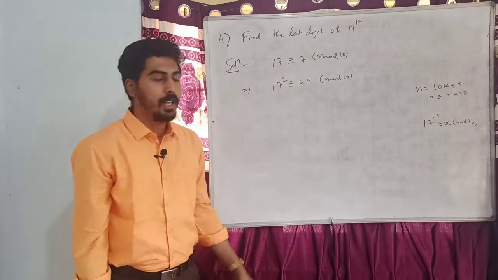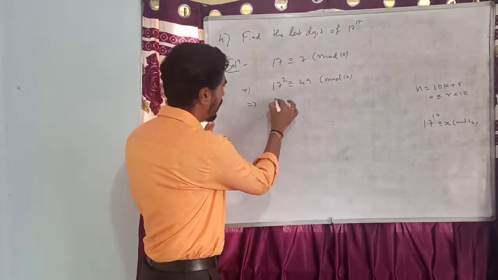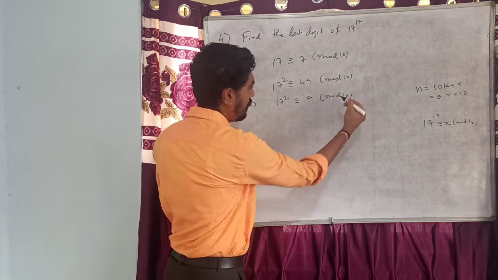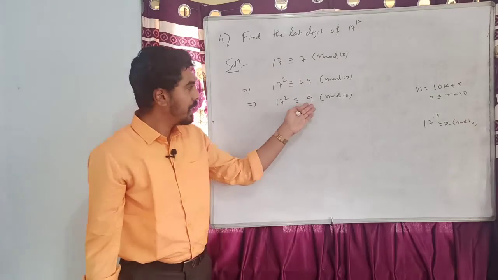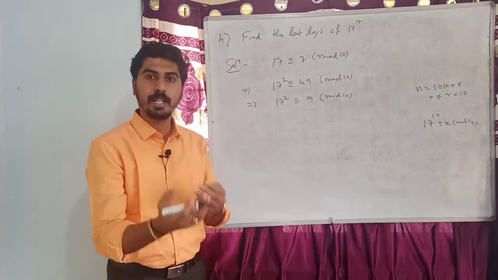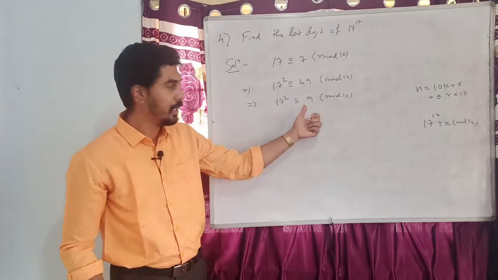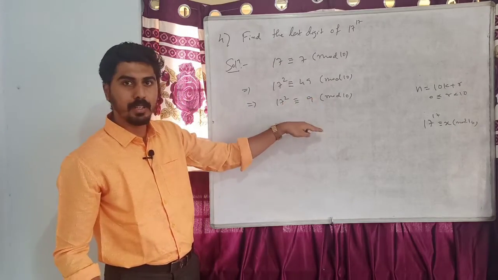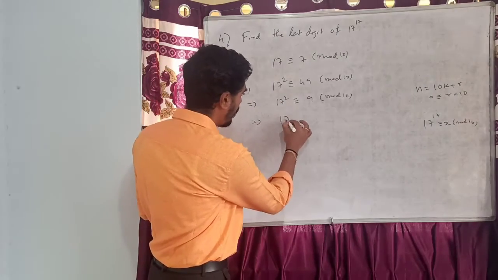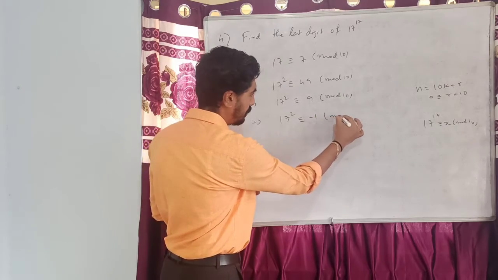Okay. When I divide 49 by 10, the remainder is 9. So this implies 17 square is congruent to 9 modulo 10. But whenever we have modulo 10, we can add 10 or subtract 10 as many times as we need. So when I subtract 10 from 9, I get minus 1, which is much simpler to handle rather than handling 9. So 17 square is congruent to 9 minus 10, which is minus 1 modulo 10.